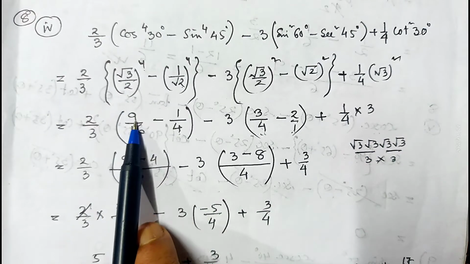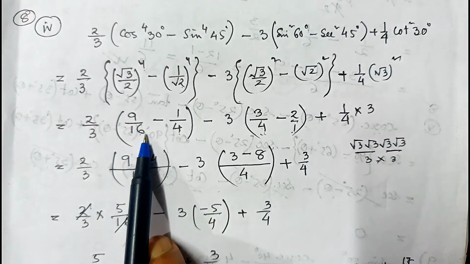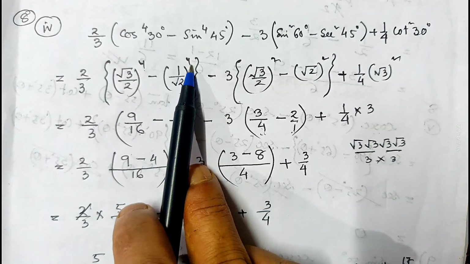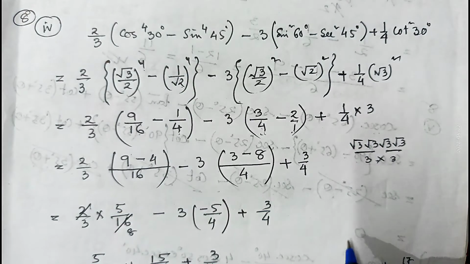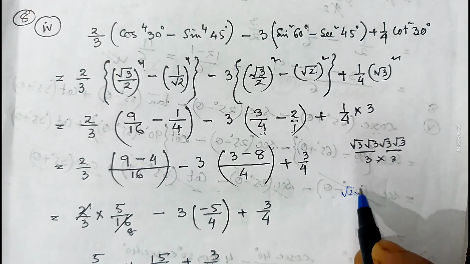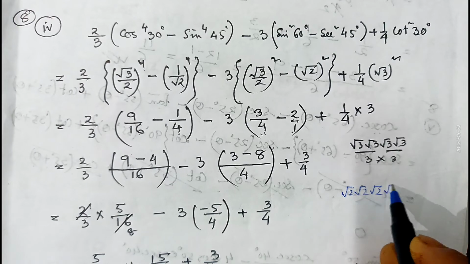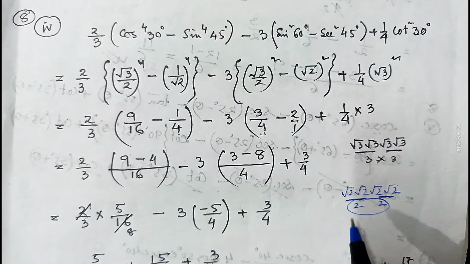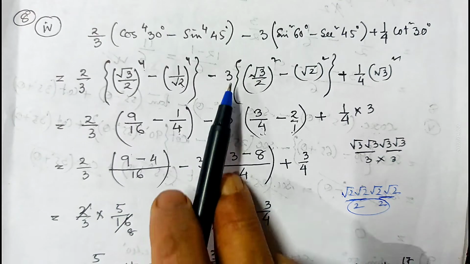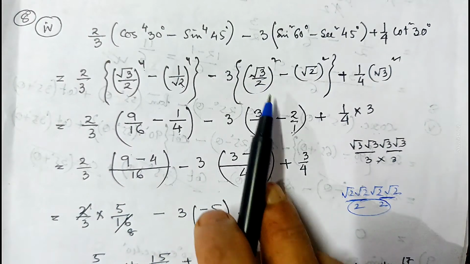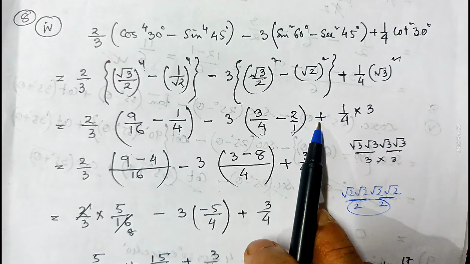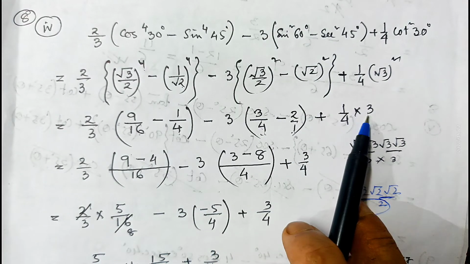So from here we will get 9 by 2 to the power 4, which is 16, minus 1 by root 2 to the power 4. Here also it will be root 2 into root 2 into root 2 into root 2. This will be 2, this will be 2, so 2 times 2 is 4. So it will be 4, minus 3 times root 3 square, which is 3, by 2 square, which is 4, minus root 2 square, which is 2, plus 1 by 4 into 3.